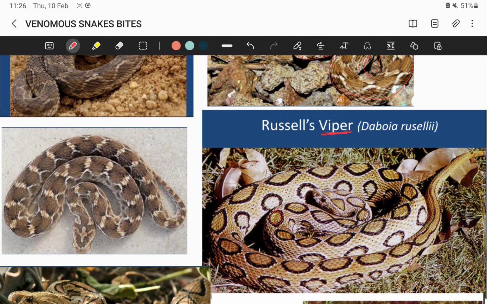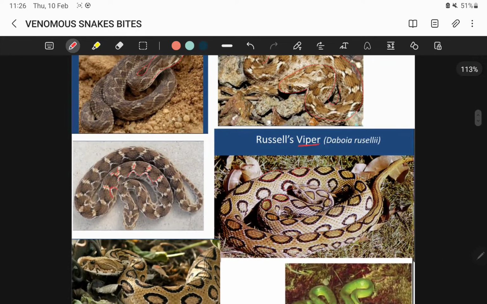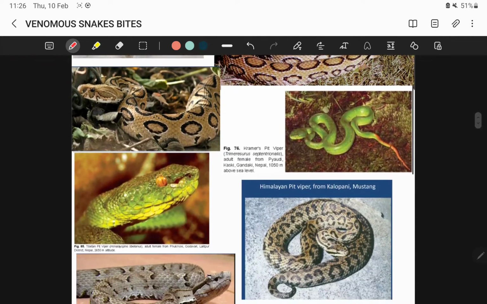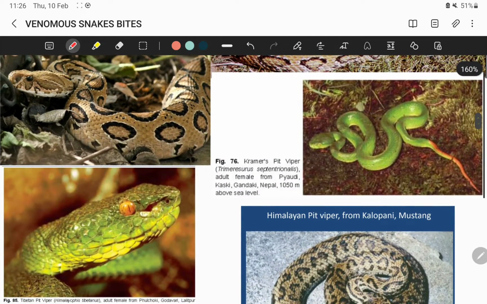So see all these patterns, all these polka dots. And look at this, it looks like marble and a palette of colors, so this is very artistic, I would say. This is a saw-scaled viper, right? And this is Russell's viper, with polka dots. And then another is the Kramer's pit viper, right? So look at this, this is a viper.